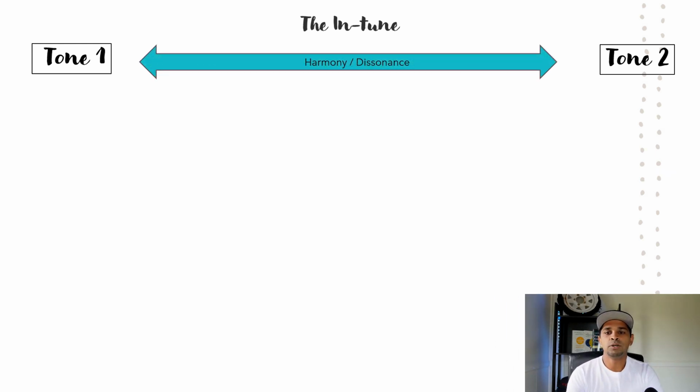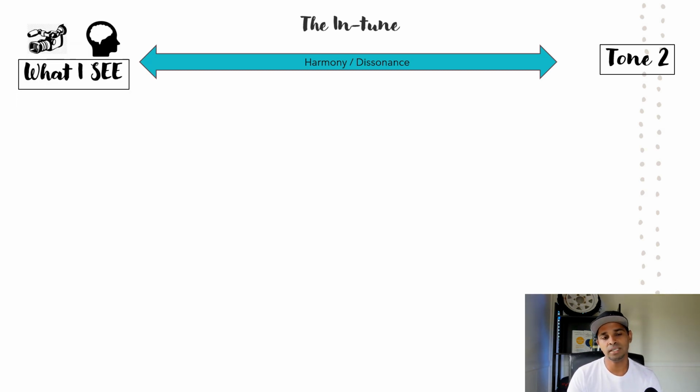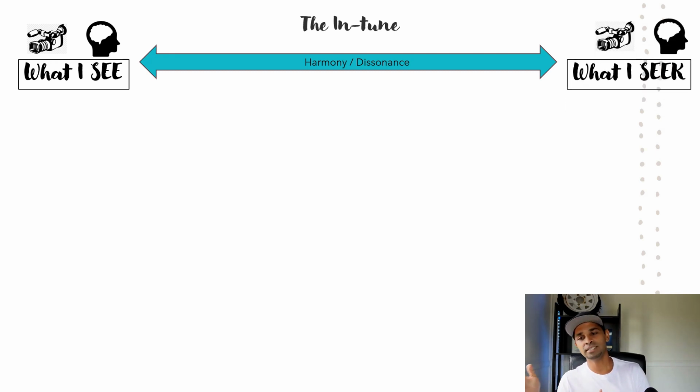So in this model, we have harmony and dissonance, and we're going to call tone 1, and I'm going to replace tone 1 because obviously this is a psychological thing. We're not talking literal music here, but the first tone, the musical note, let's say, is the reality that I see. In other words, what I see. And tone 2 is what I seek. What I'm saying is that these two things can either be in harmony, like I just showed you, or in disharmony.